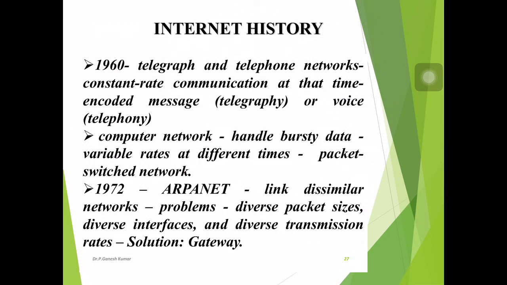Now we can see the internet history, how the internet has evolved. In 1960, initially, the telegraph and telephone networks were there, but at that time the demand was only for a constant rate of communication. And once the connection was established, all the communication happened as an encoded message, or it may be a voice message. In the late 1970s, computer networks slowly evolved, where the demand was raised for bursty data traffic. They wanted variable data rates at different times.